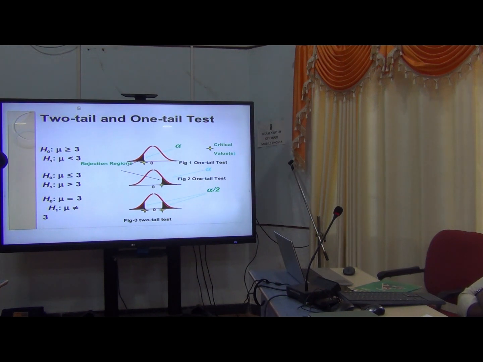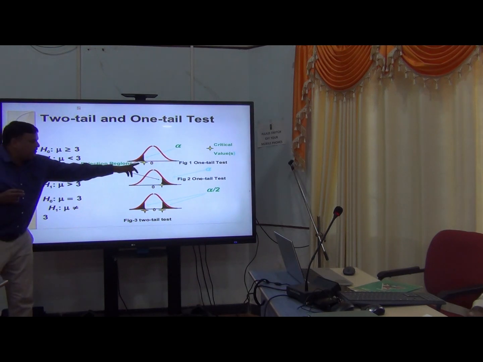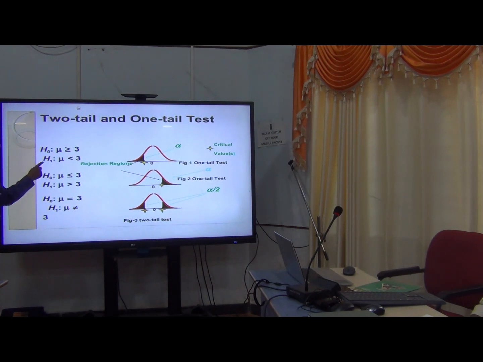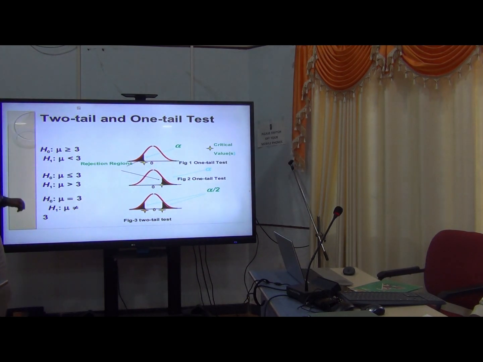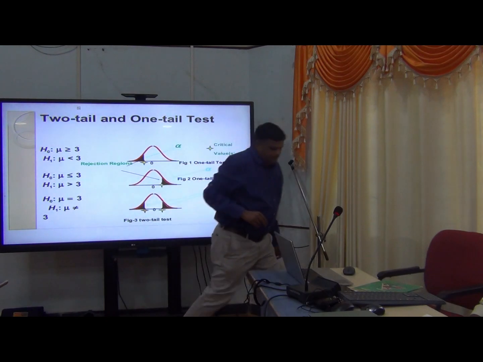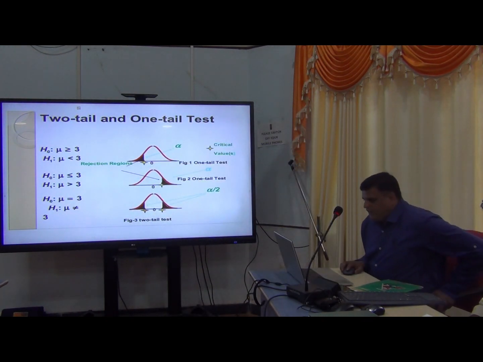Now, a one-tail test can be a right-tail test or a left-tail test. This is a left-tail test. Why do we call it a left-tail test? You always look at the direction of the alternative hypothesis. Less than 3 means it points towards your left, so it is a left-tail test. In the other case, your null hypothesis is mu is less than or equal to 3 and the alternative hypothesis is mu greater than 3. The alternative hypothesis always tells the direction of the test. If it is to your left, it is a left-tail test. If it is to your right, it is a right-tail test. So a one-tail test can be a left-tail test or a right-tail test. That is how the one-tail and two-tail tests work.